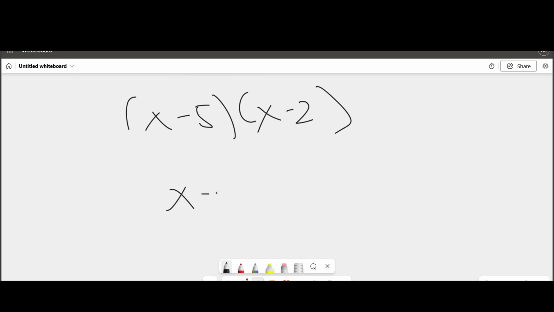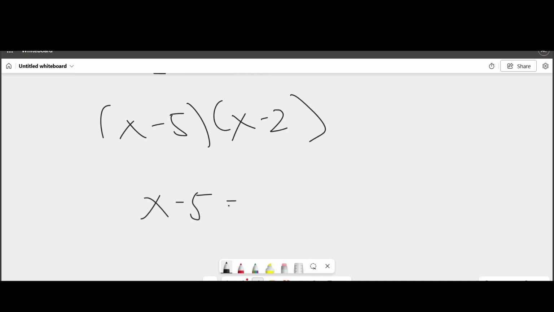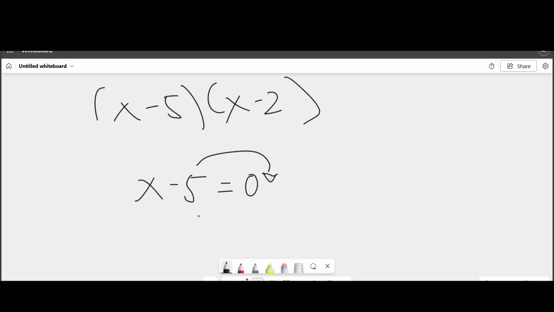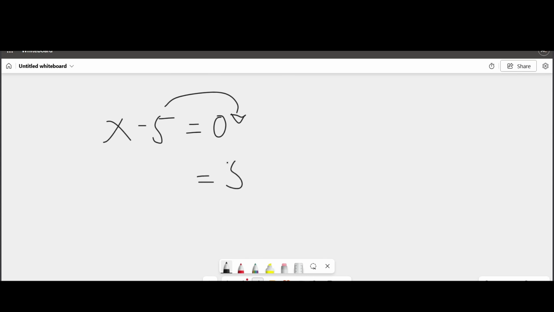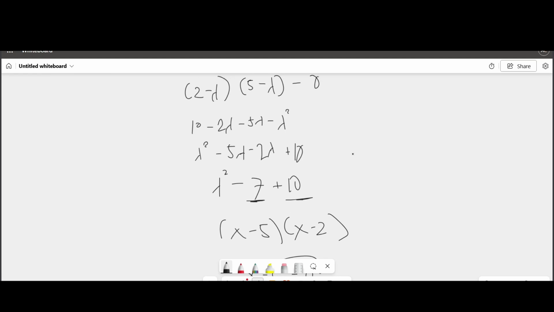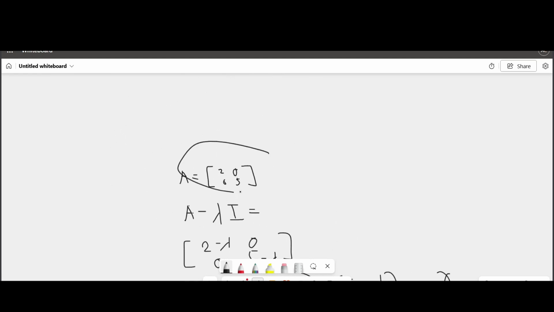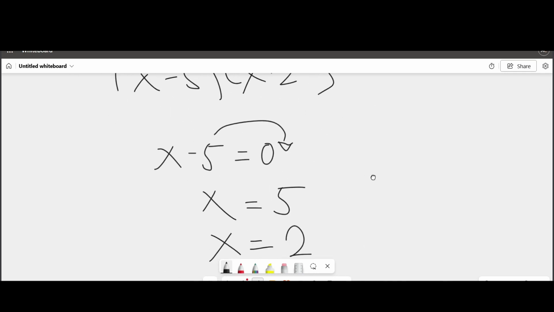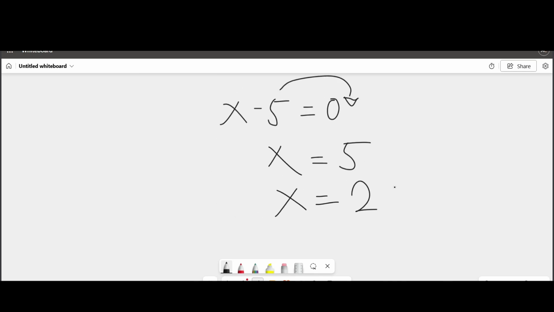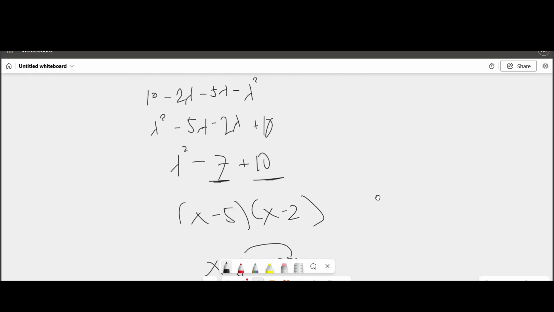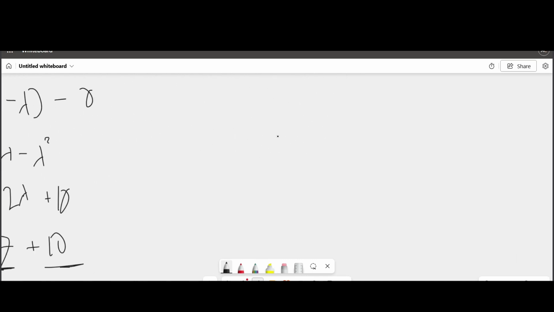Then you'll find the eigenvalues. I have to transpose the negative 5, and we get positive 5 and positive 2. And these are going to be the eigenvalues for our A matrix. So you could probably see where I'm going with this. Let's try another one.